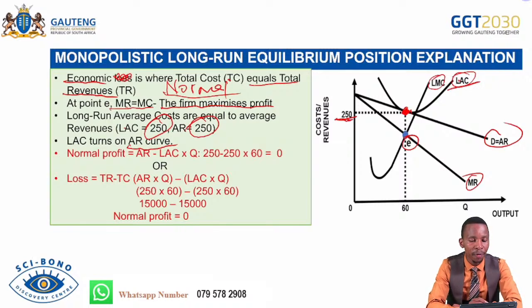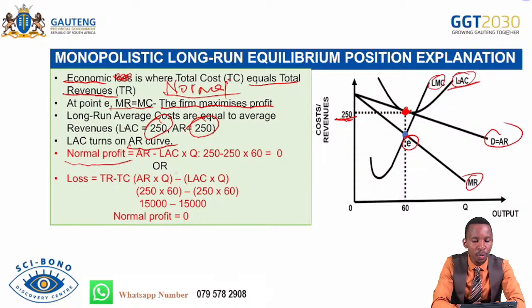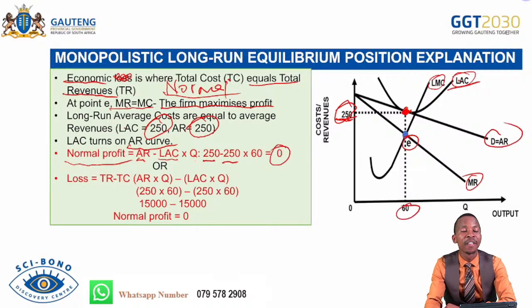Let's see how the profit can be calculated. Normal profit equals average revenues minus long run average cost times quantity, which will be 250, which is this one, minus 250 times the quantity, which is 60. We are getting 0. If we get 0, that means the firm is not making a profit, neither a loss. We call that a break even.